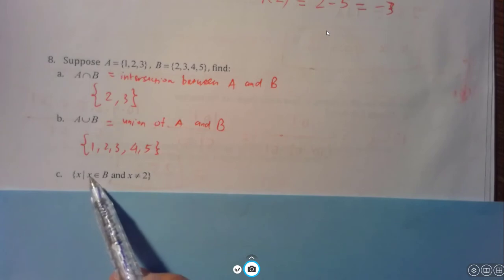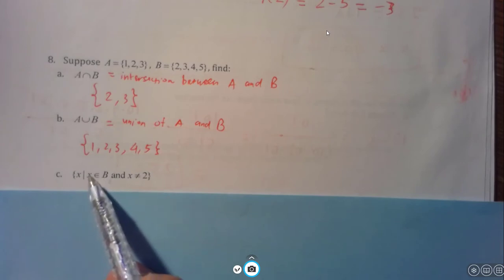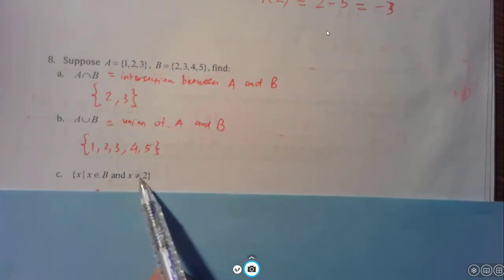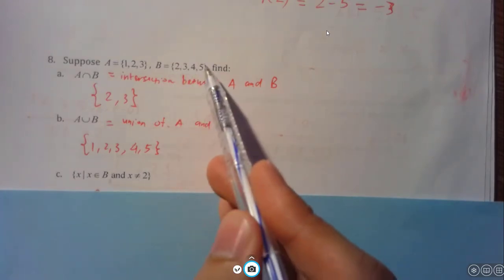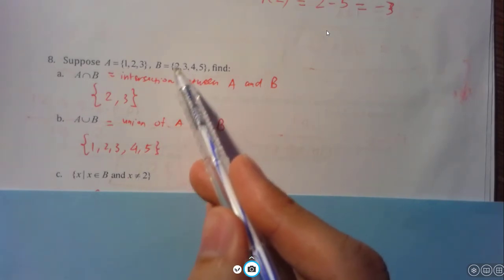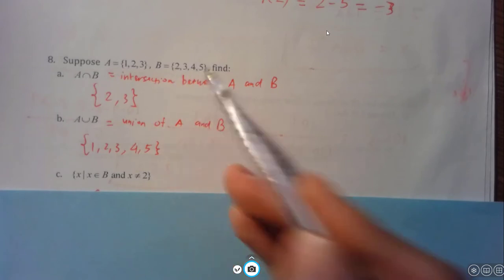Now this is the set where x belongs to B. So this number belongs to set B, and this number cannot be number 2. So we know that this x belongs to set B, so we are looking for set B. But we know that that cannot be number 2, so ignore number 2, exclude number 2. That should be 3, 4, and 5.